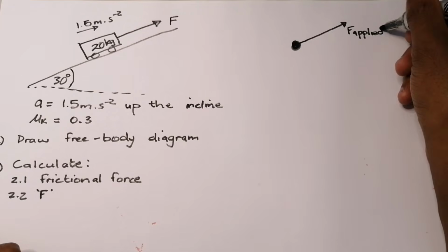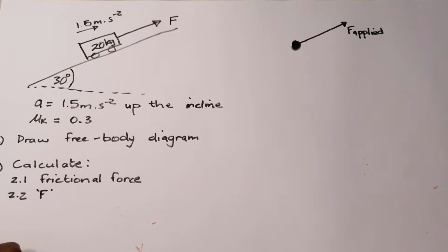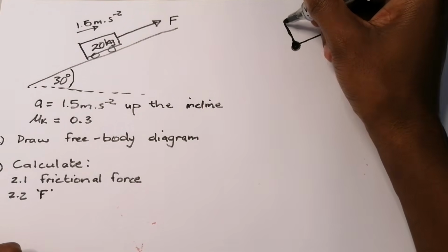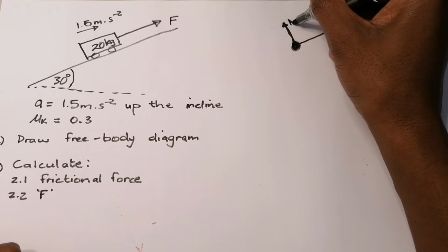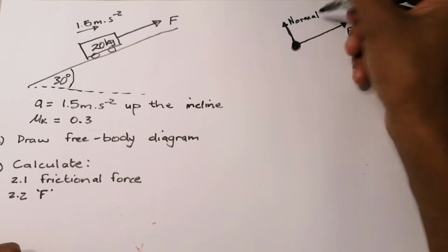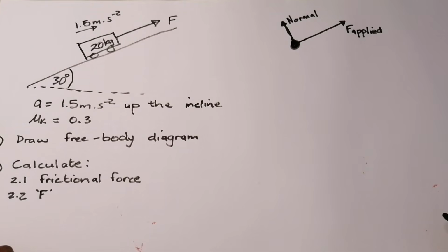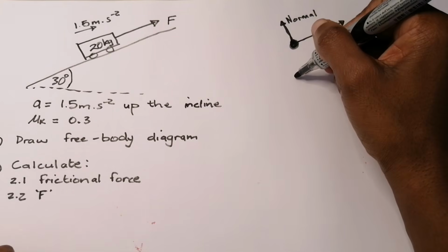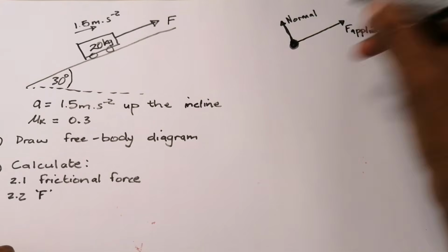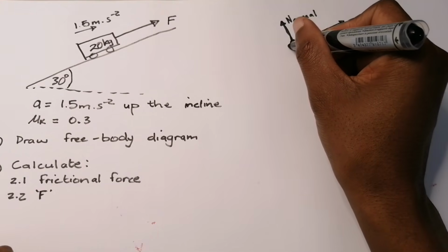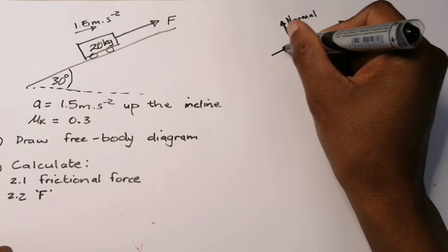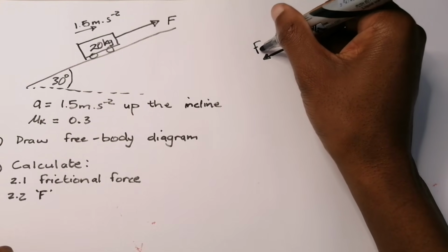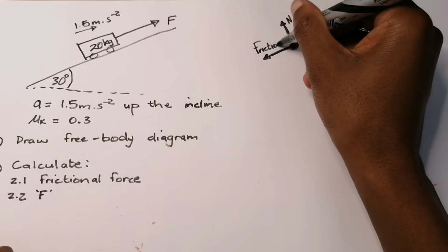So this is our applied force there, right? And then what do we have? We know we're going to have the normal force that is going to be at 90 degrees. So that's our normal force there. You can say F normal, right? And then we also have gravitational force that's acting vertically downwards, but we also have friction. Let me just put it there. Friction always opposes motion, right? So you can say frictional force there.